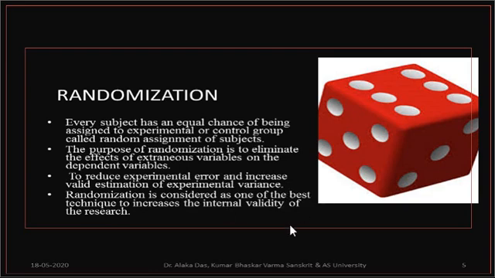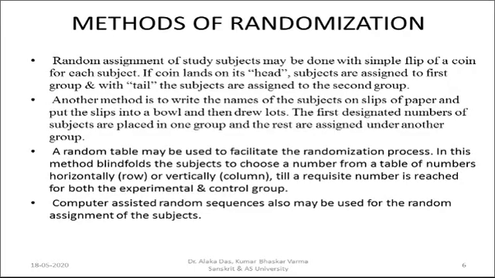So, randomization helps us in increasing the internal validity of the research. Randomization has different methods. We may take the help of a coin, flipping a coin. Another technique may be slips of paper, or a computer-assisted random sequence, and an example may be helpful in clarifying the randomization process.